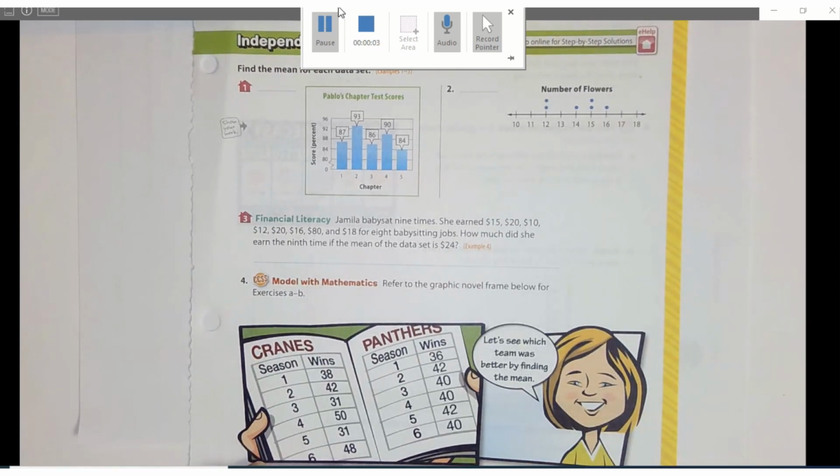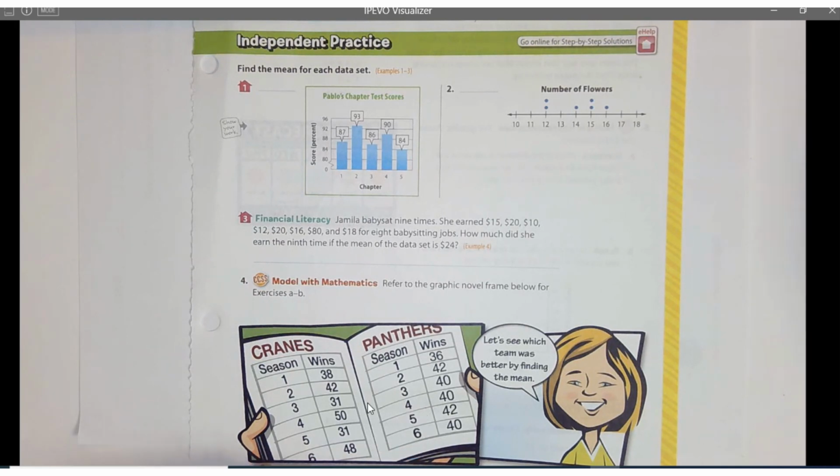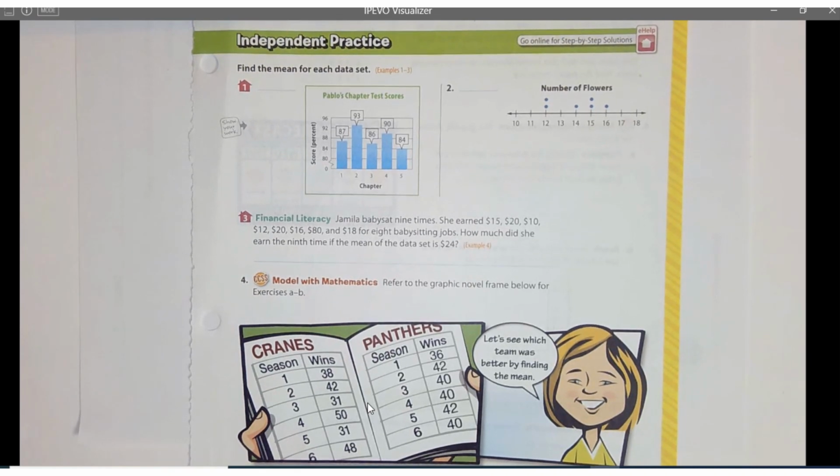Okay, students, let's go ahead and continue doing a few practice problems with the mean. We're going to review the mean and talk about what the definition is. The definition of the mean is the average, okay? It is the average.